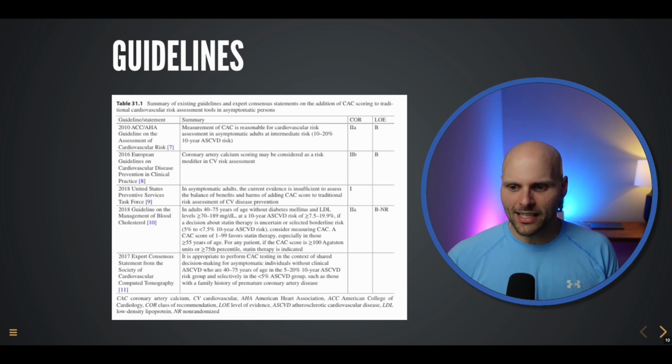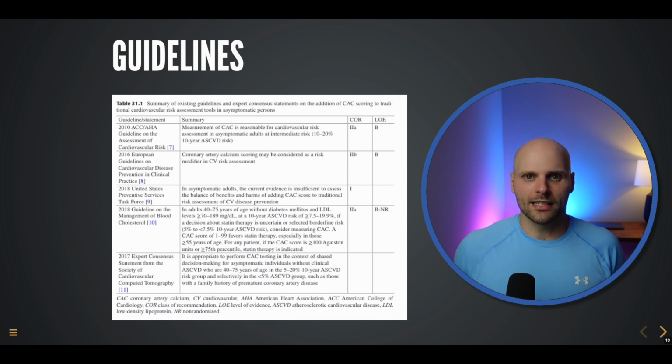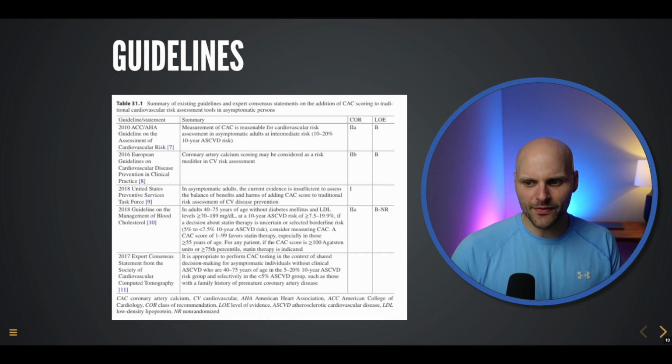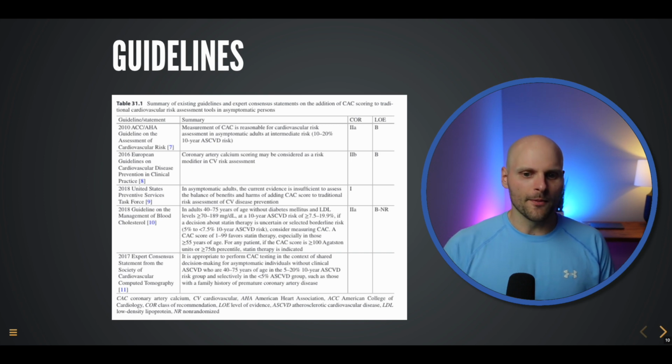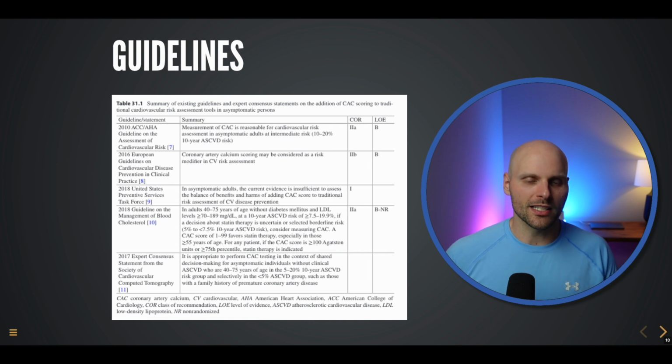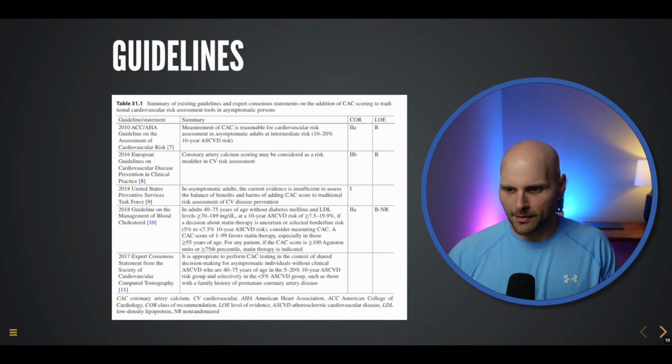The 2016 European guidelines said to consider it as a risk modifier. Like we've talked about before, a risk modifier means, hey, if you happen to get this CAC and it's positive, that gives you an extra point for risk and makes us a little more concerned. In 2018, the USPSTF said there was insufficient data to assess risks and benefits. That's kind of par for the course for the USPSTF, unless it's very clear, usually they're not recommending doing something that costs money, but that makes sense.